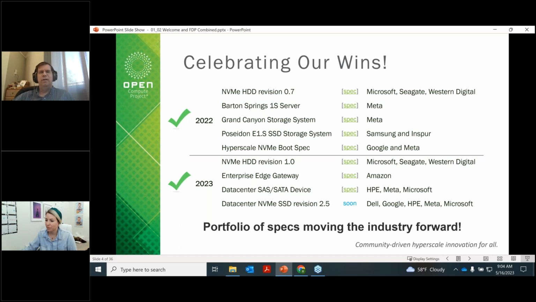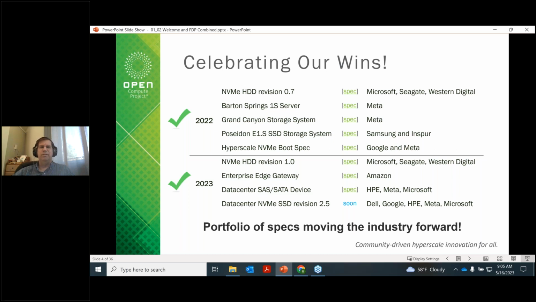Let's start off celebrating some of our wins here. In 2022, we had the NVMe HDD Rev 0.7, Barton Springs, Grand Canyon, the Poseidon E1S storage box, and the Hyperscale NVMe boot spec. Now in 2023, we have the NVMe HDD Rev 1.0, an Enterprise Edge Gateway, the Datacenter SATA device spec, and coming soon, the Datacenter NVMe SSD Rev 2.5. As you can see, we have a broad portfolio of specs that's moving the industry forward.